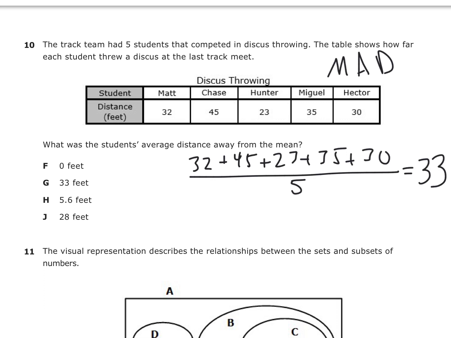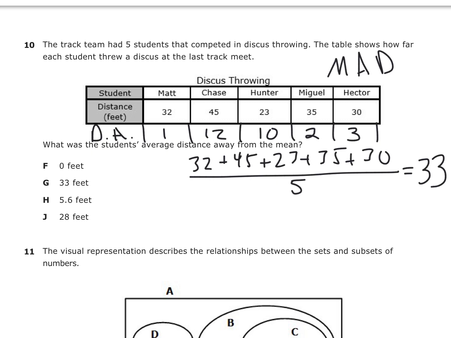Now we have to take 33 and subtract it from each of the items in the table. So I'm just going to put a line underneath the table here and write distance away, DA. How far away is 32 from 33? 1. How far is it from 45? 12. From 23? 13. And 35? 2. And 30? 3.